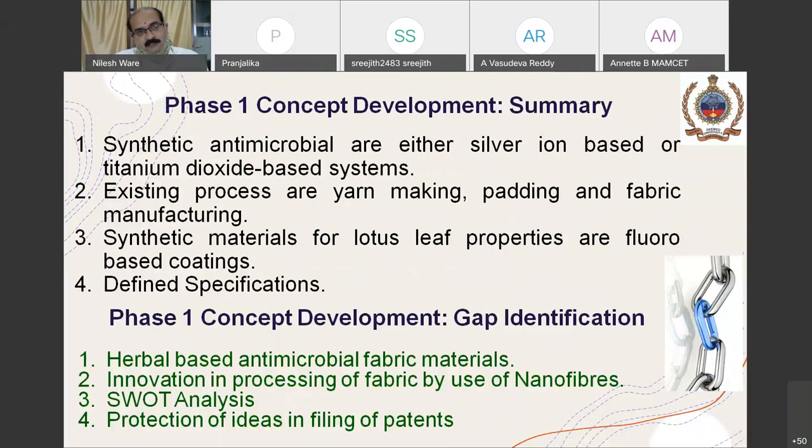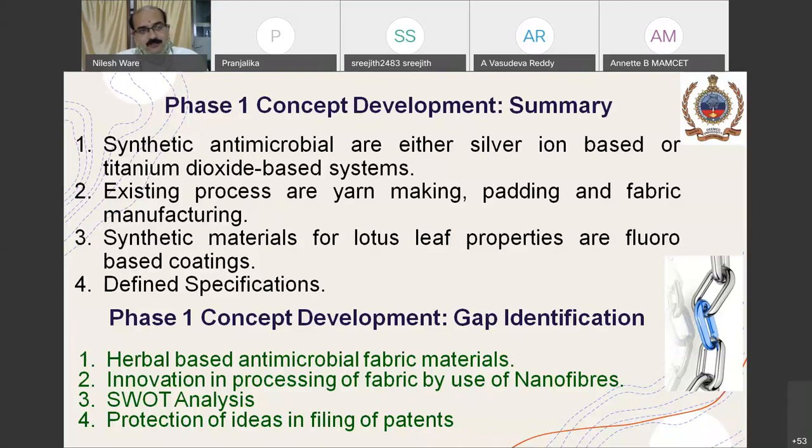So from all the state-of-the-art search and the project objective, we came to a nice summary where we claim that synthetic antimicrobials are either silver ion based or titanium dioxide based systems. Whatever is available in the market, whatever is procured by the tri-services in India for antibacterial fabric materials, they all have silver ions and titanium dioxide based systems. To get this information, service officers will appreciate me, it's not that easy. But I fished the right tank and I got it. Existing processes are yarn making, which is known, and padding, which is known. Whatever fabric material you have, you just do a coating on the substrate and then you stitch it for your requirement. That is available.